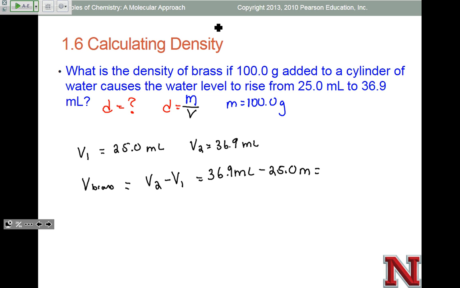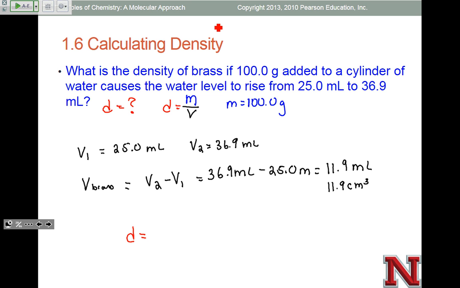So when we do this calculation, we have 11.9 milliliters, and we're not being told if we want it in milliliters or centimeters cubed, but if we did want it in centimeters cubed, it would just be 11.9 centimeters cubed. So pay attention to what the question's asking. This one wasn't specific.